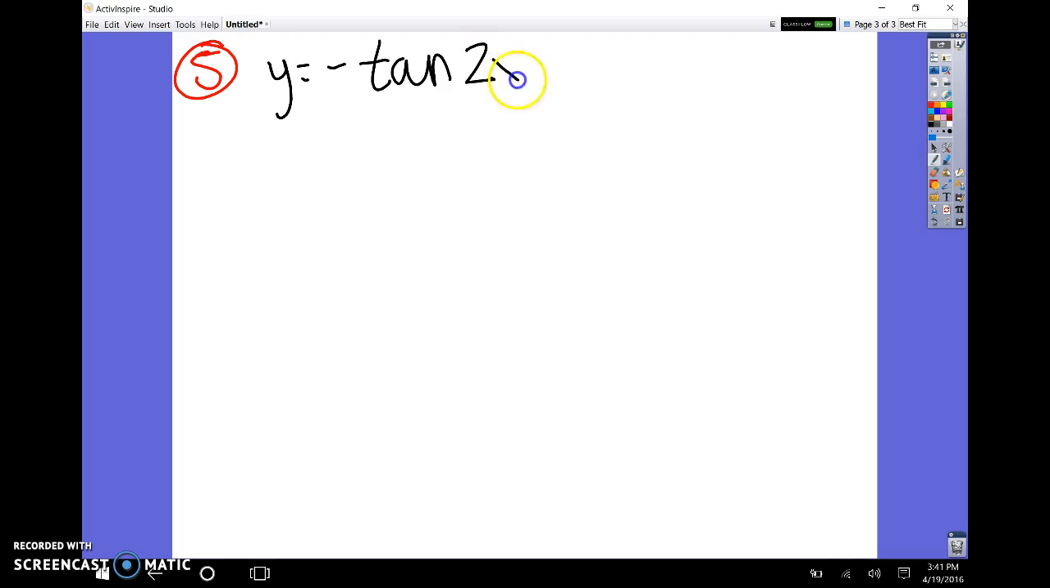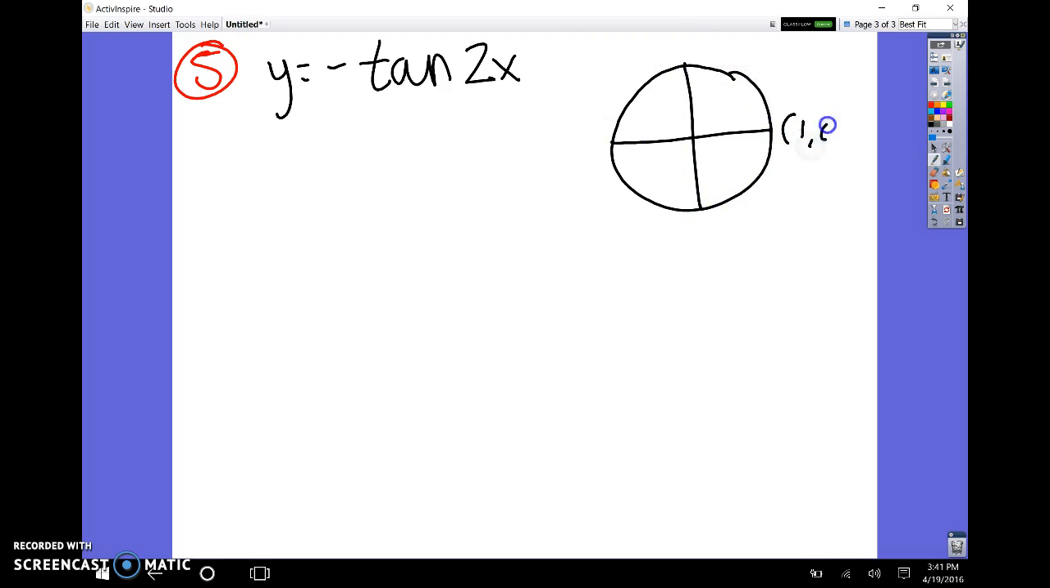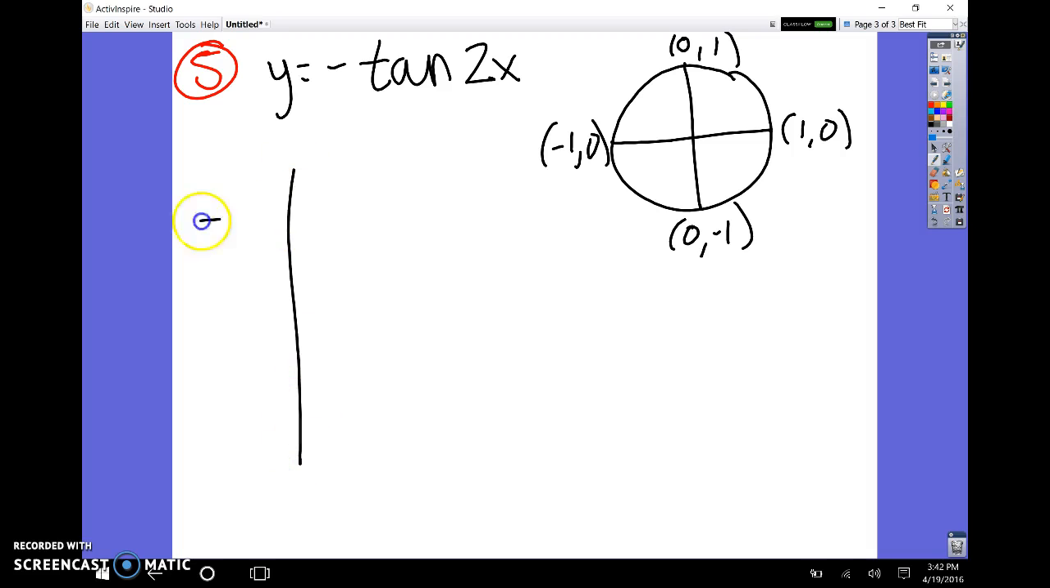Negative tangent of 2x. Okay, so what I want to do is first I want to make myself a unit circle, the thing I've been griping at you guys about from day one. So this is (1, 0), this is (0, 1), this is (-1, 0), and (0, -1). And then I want to make myself a table, with my x and my y.